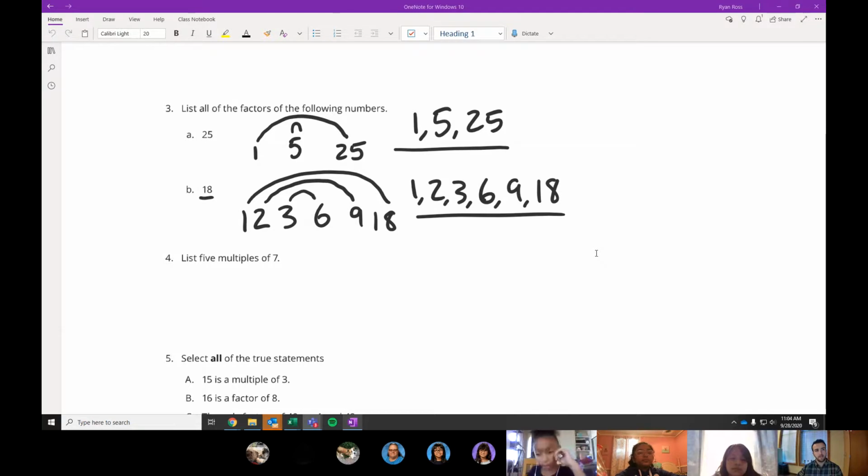Okay, any questions on 3? Okay, let's go on to 4. One of the students in first block, the way that she answered this was multiplying 7 by numbers and knowing that the product at the end would be a multiple of 7.